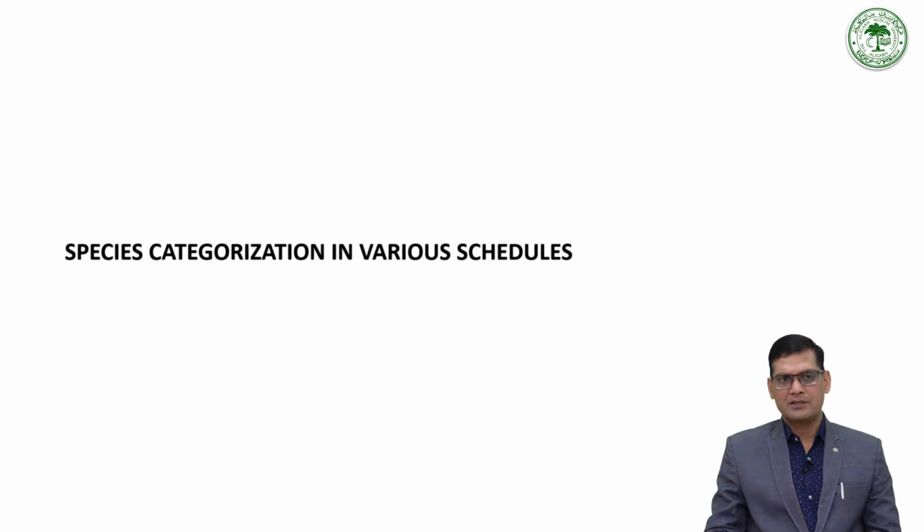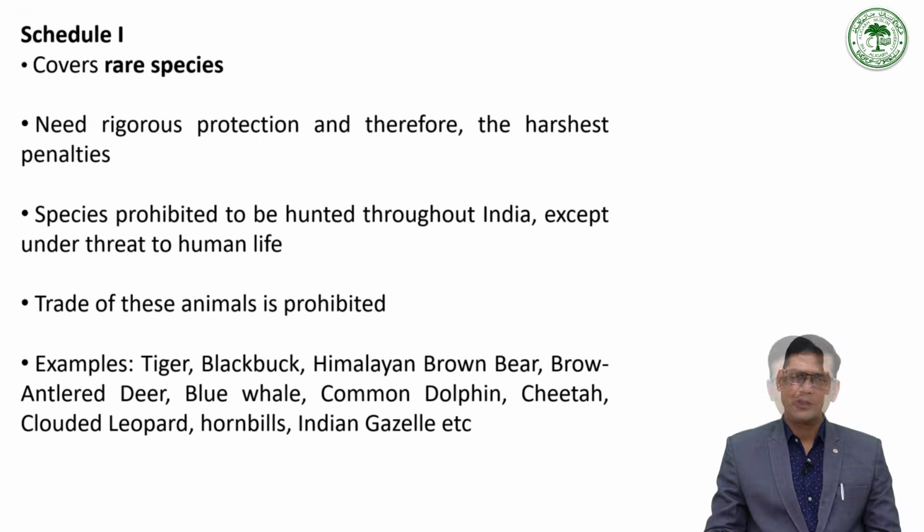Species categorization in various schedules. Schedule 1. Schedule 1 covers endangered and rare species. These species need rigorous protection and therefore the hardest penalties for harming these species are prescribed under the Act. Species mentioned in this schedule are prohibited to be hunted throughout India except under threat to human life. In addition to this, trade of these animals is prohibited totally.